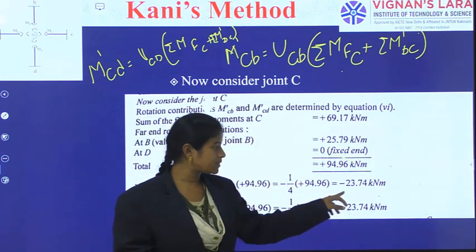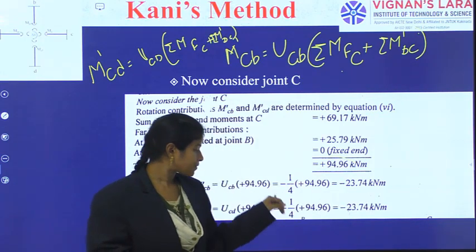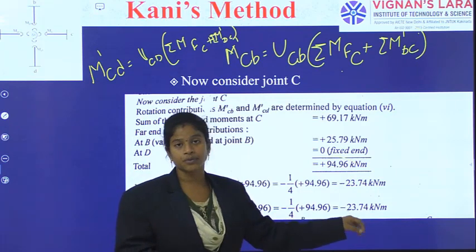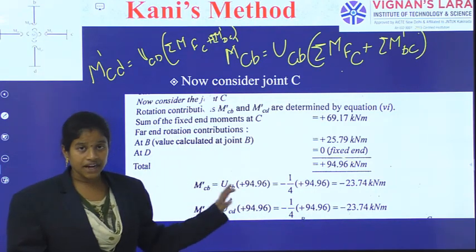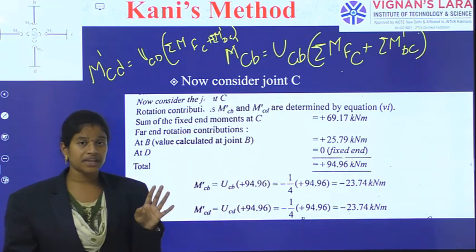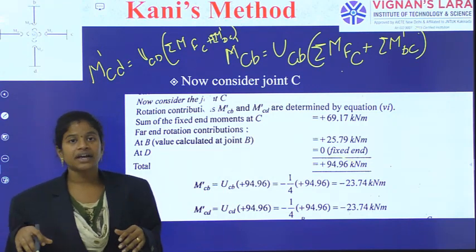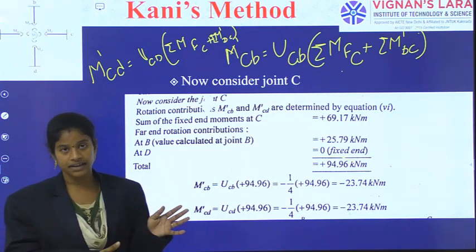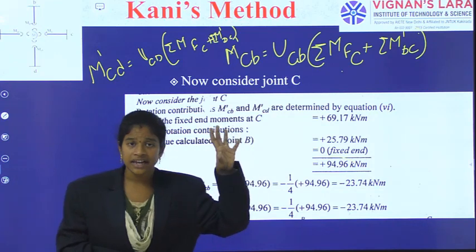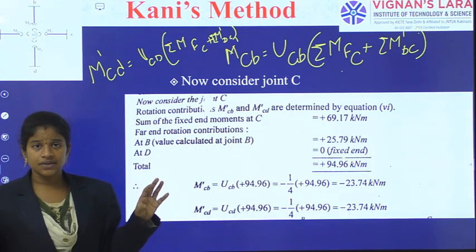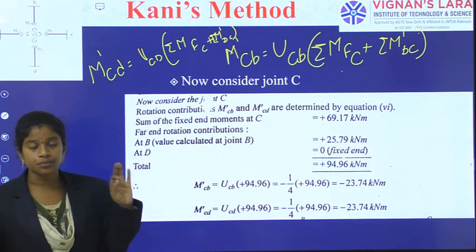This M dash CB is equal to minus 23.74. M dash CD is equal to minus 23.74. After observing these same values, don't stop anything. Many cycles need to be done. At which time you should stop, that I will say. So this is the first cycle. At B and at C we have calculated the rotation contributions.